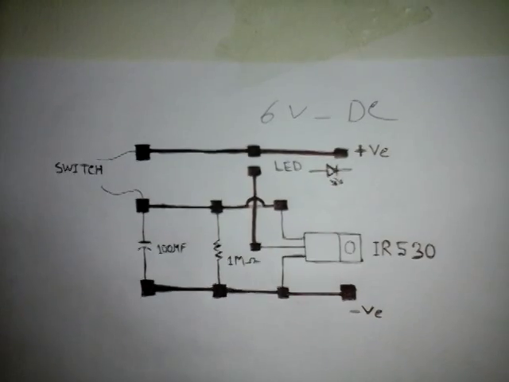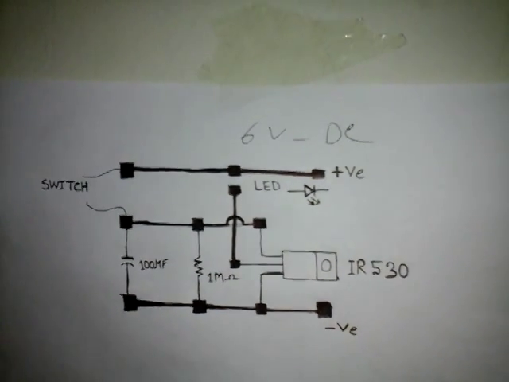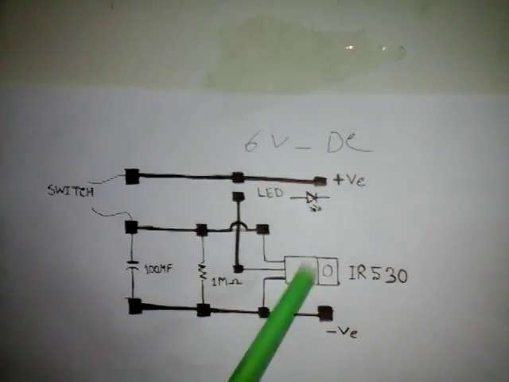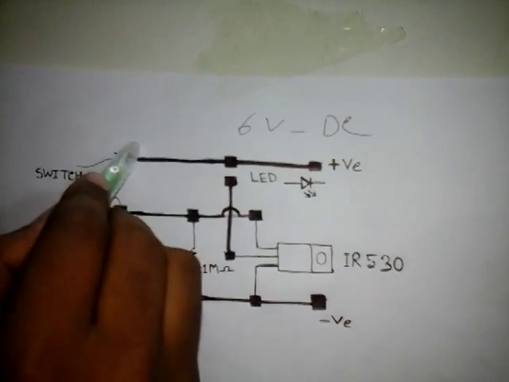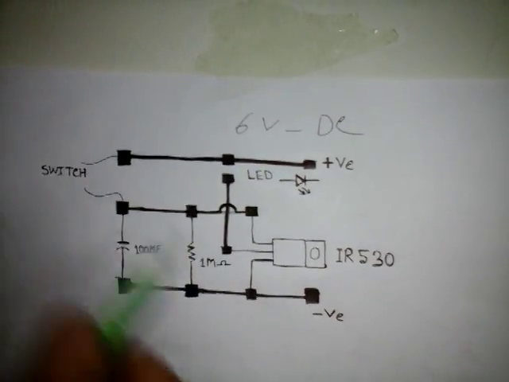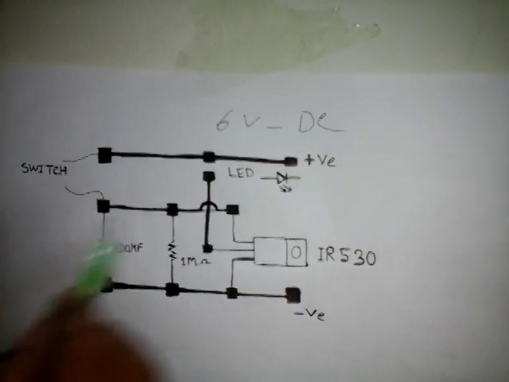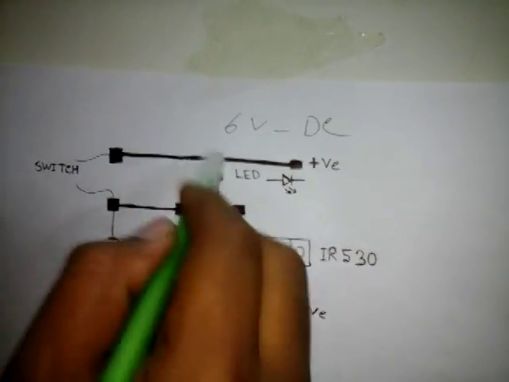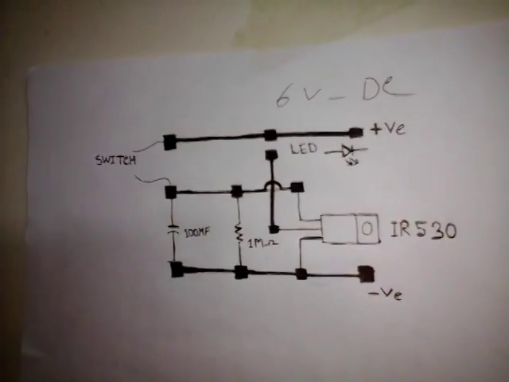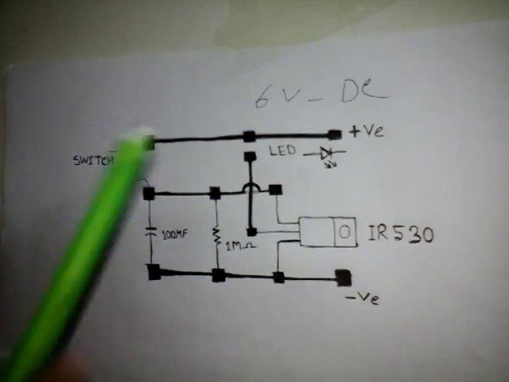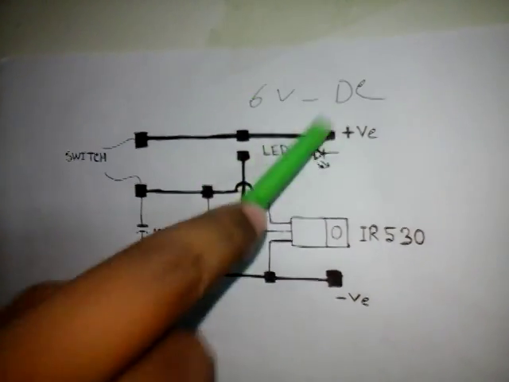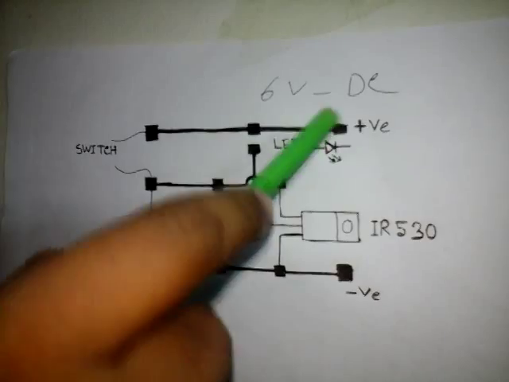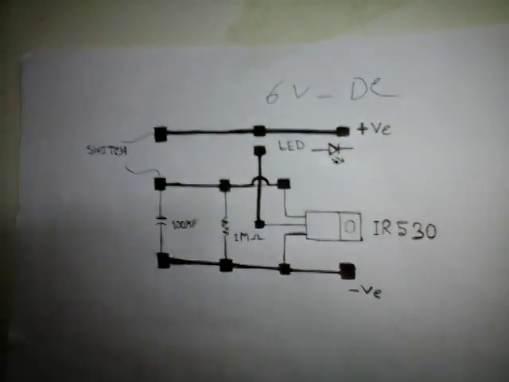And the working procedure in this circuit has three parts: input, the switch here, and the process here, and the output, the LED load. And connect the 6 volt supply, positive and negative terminals, 6 volt DC supply.